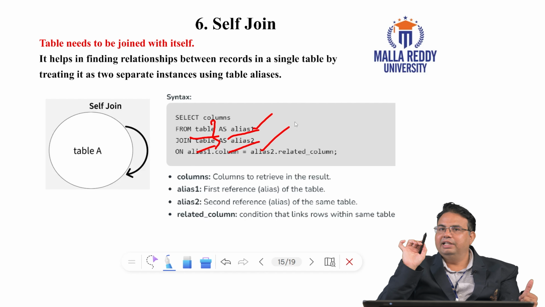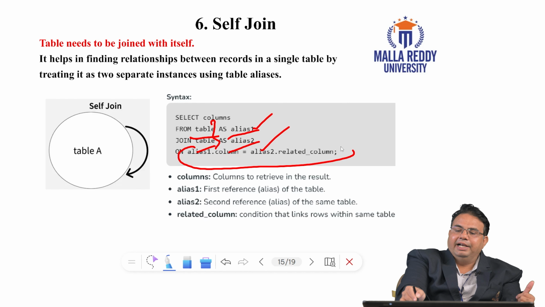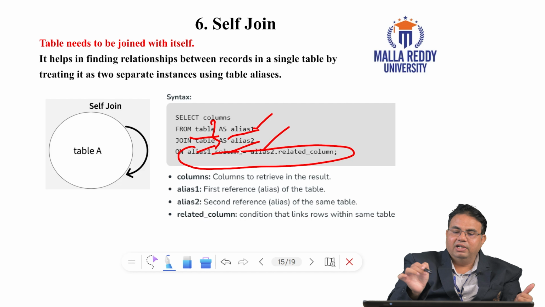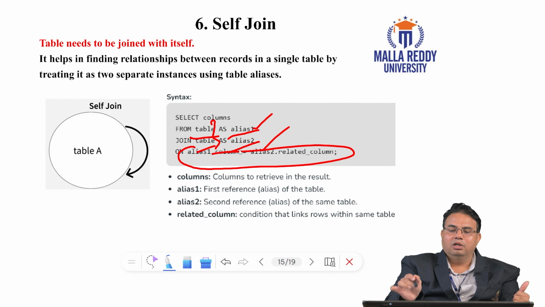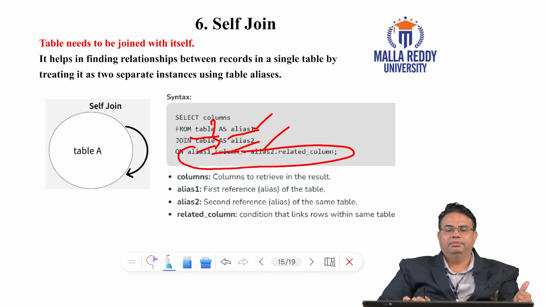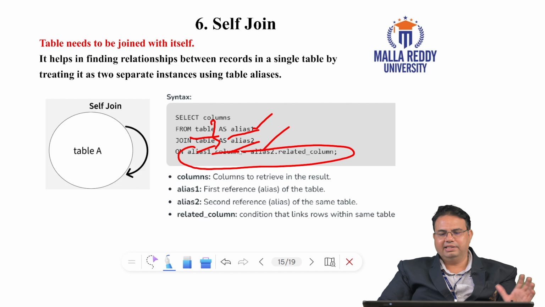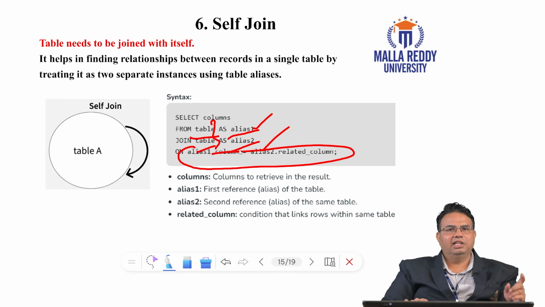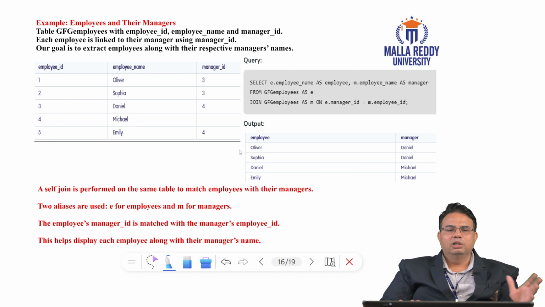And there is a logical connection within a single table itself by writing alias 1 dot column 1 is equal to alias 2 dot related column. Of course, this is something you'll understand very well with the support of an example. The only thing here is that the same table is given 2 different names, alias names. So see this example.